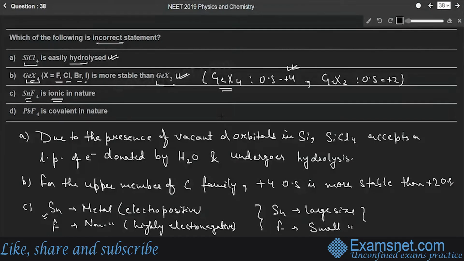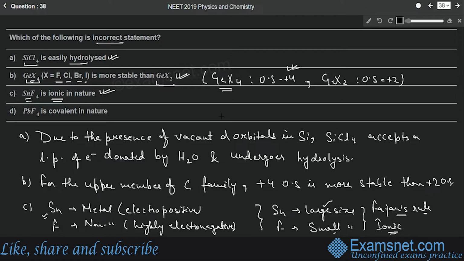Okay, so according to Fajan's rule, which says that in a compound where the size of the cation is large and the size of the anion is very small, then that will be ionic in nature. Okay, so the nature will be ionic. So this is also a correct statement.